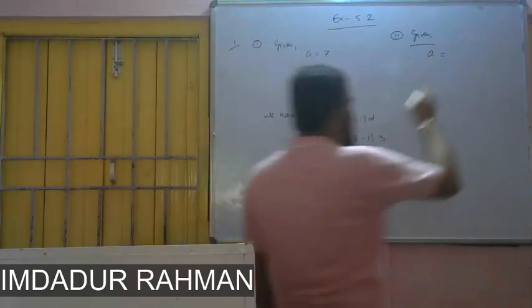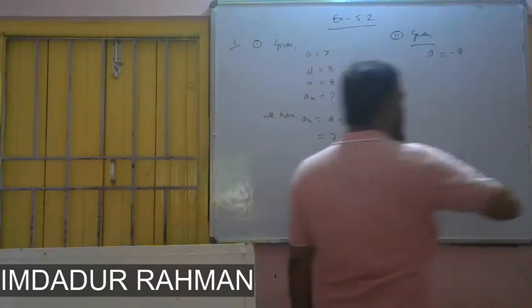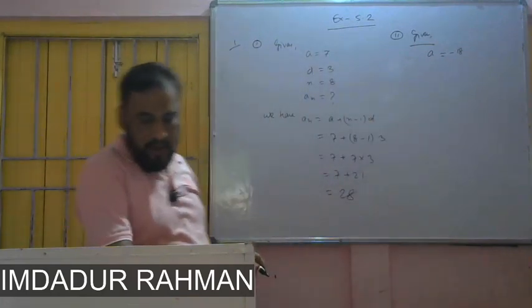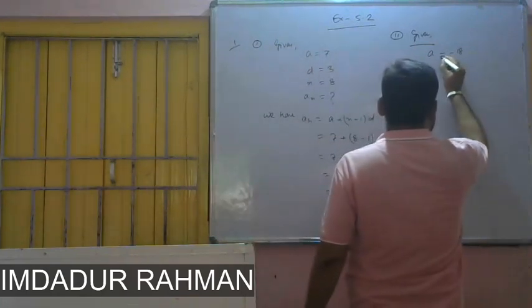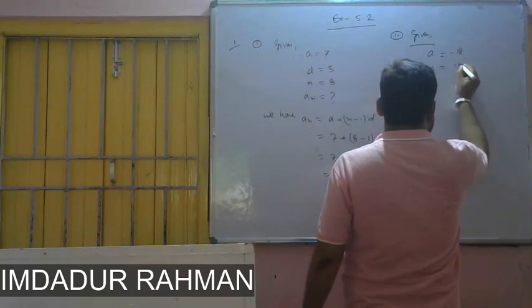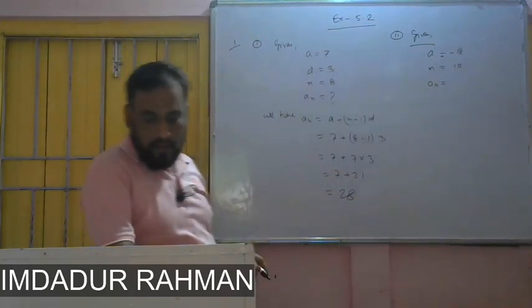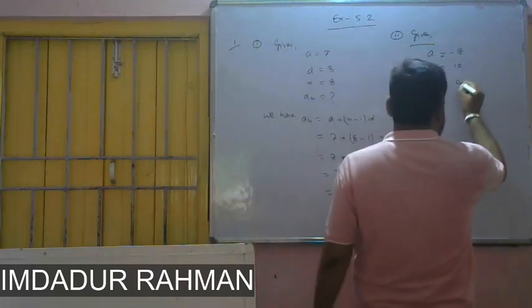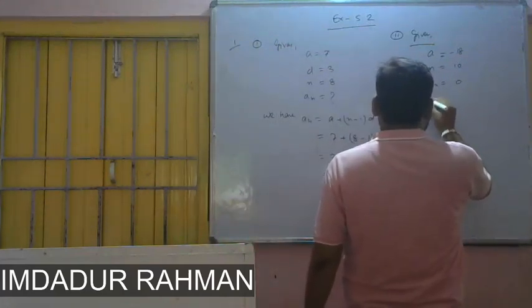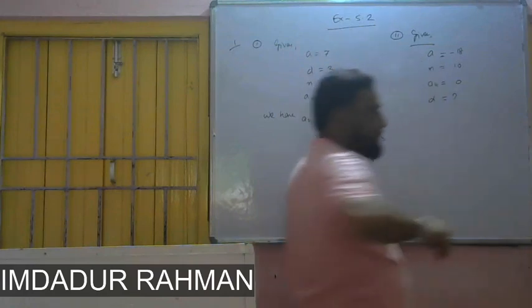A is minus 18. What are given? We will write first. N is 10. AN is how much? 0. What is to find out? We have to find out D.